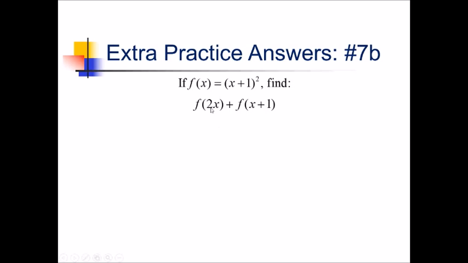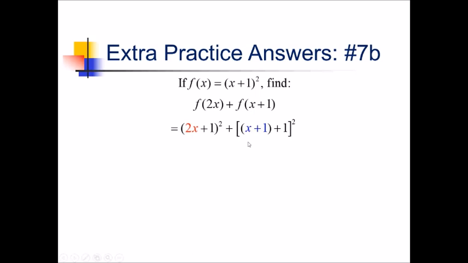So f of 2x, that means wherever I see an x in the original function, I replace that with 2x from this one right here. So this is going to be 2x plus 1 quantity squared. Plus, now what does f of x plus 1 look like? Well, instead of writing x plus 1 squared from the original function, this x I'm going to replace with x plus 1. So we're going to have x plus 1 squared. So a little bit tricky there. Again, this x was being replaced by x plus 1 in blue here. Now I have to simplify a little bit.